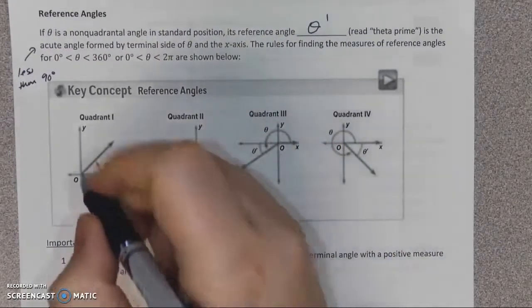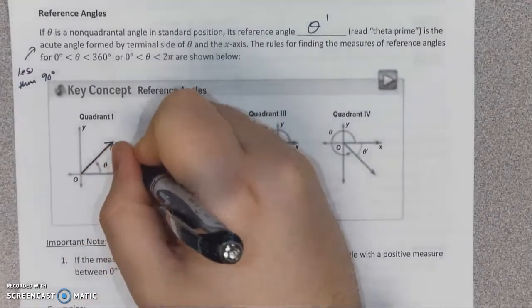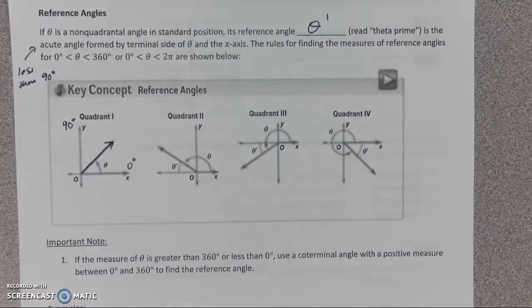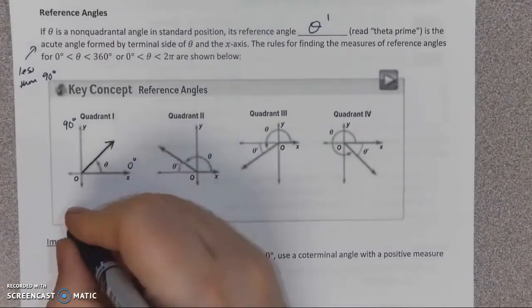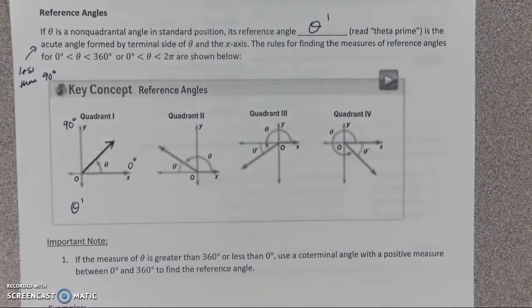So if I have a measure in the first quadrant, if we label this 0 degrees, this is 90, well then no matter what, theta is less than 90. So theta prime, if we're in quadrant 1 and we're not a quadrantal angle, so we're not on the y-axis or the x-axis, theta prime is just going to be theta. So that's always going to be less than 90.